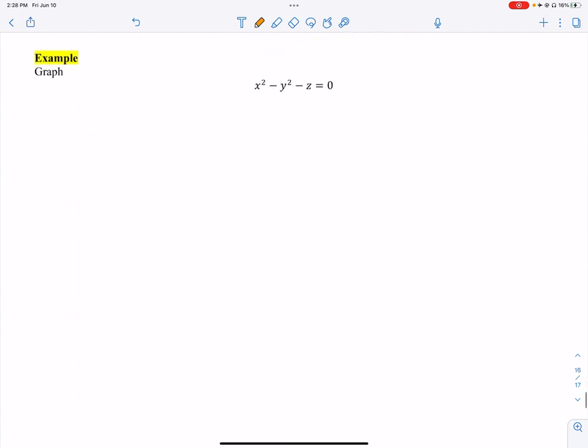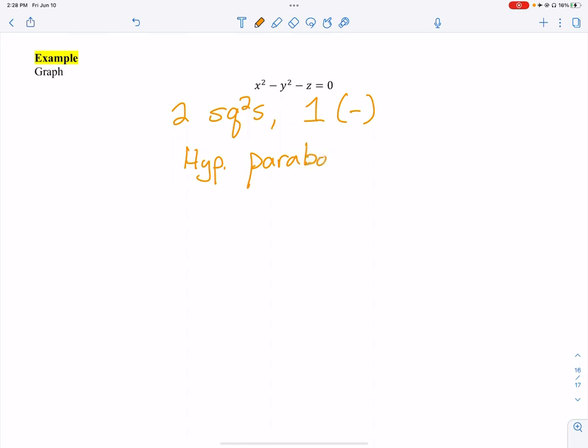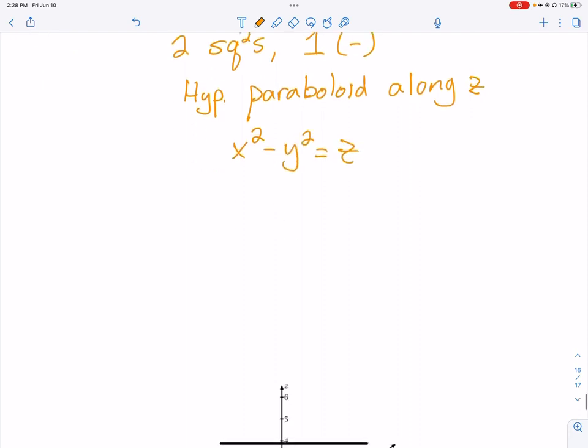So let's take a look at this example. First, to verify that it is a hyperbolic paraboloid, notice that there are two squares with one minus. That alone tells me that it is a hyperbolic paraboloid. And it is along z, because z is the one with degree 1. So I'm going to write it in standard form. We're going to pick z to be 1. You can pick any value for z; I like to pick smaller things. So here is z equals 1.